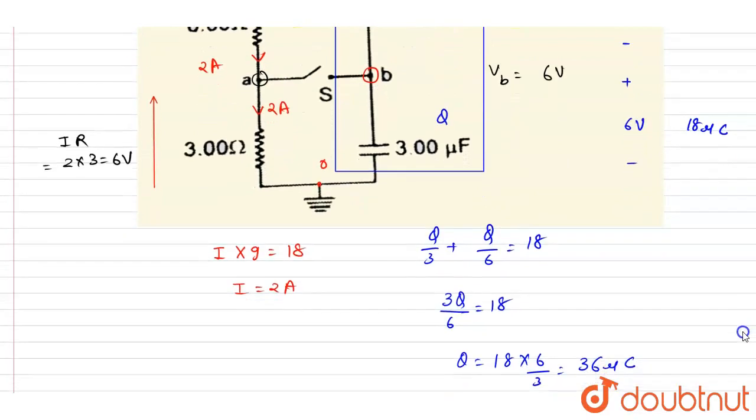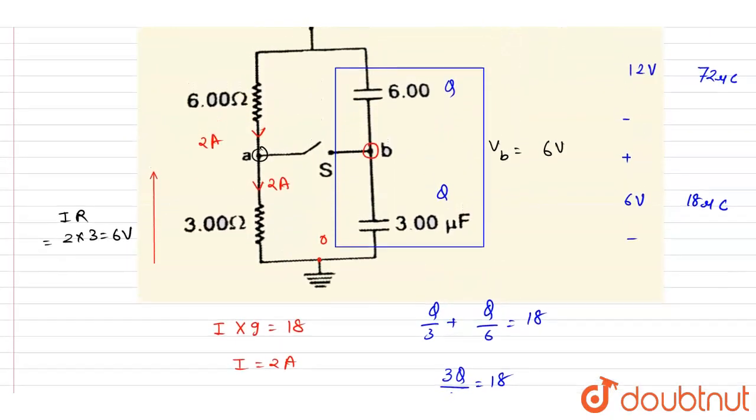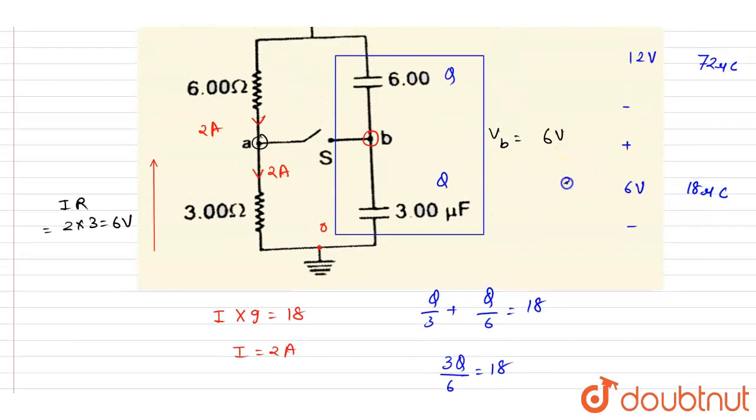Earlier the charges were 36. Right? So if you see, the polarity of the charge doesn't change. Earlier it was 36 and 36. So if you see how much charge has flowed.